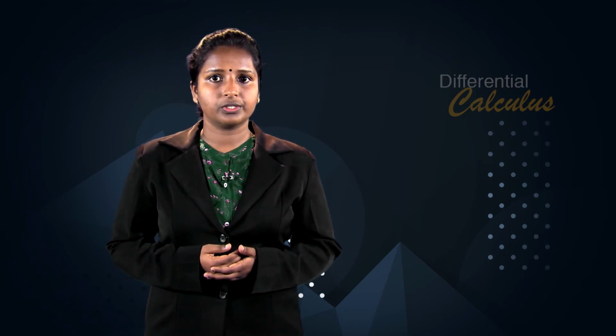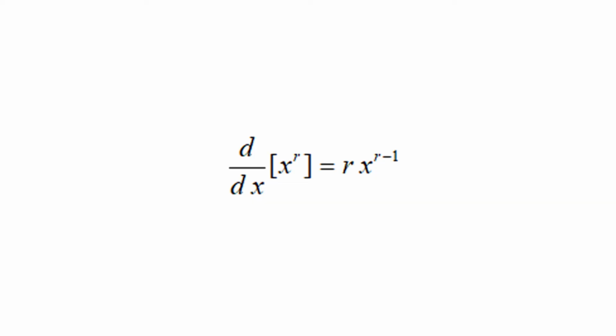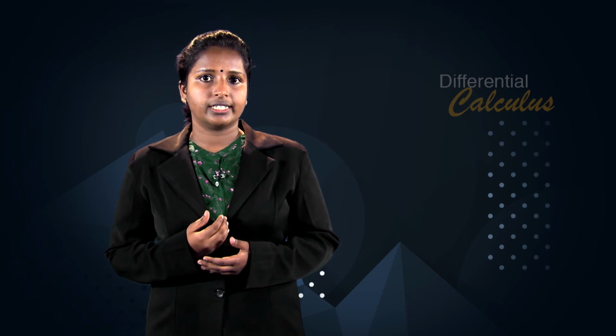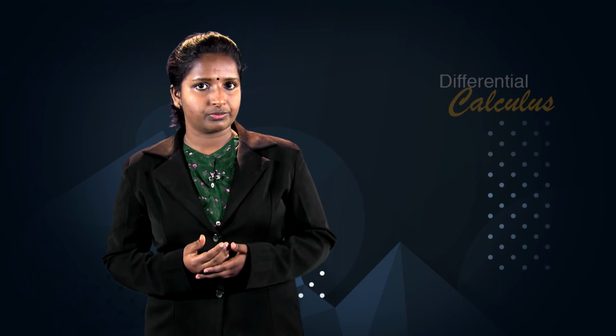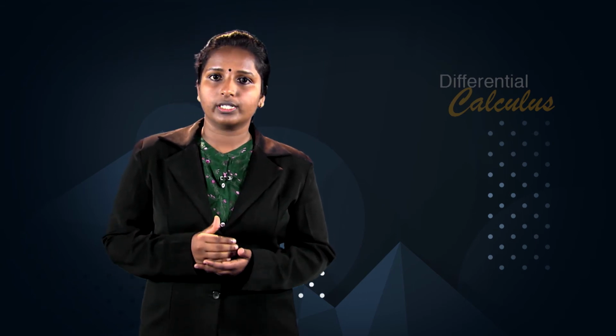We state this more general result for our use now. Rule 9, extended power rule. If r is any real number, then d/dx of x^r equals r x^(r-1). That is, to differentiate a power function, decrease the constant exponent by 1 and multiply the resulting power function by the original exponent.